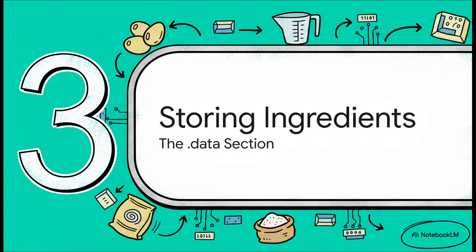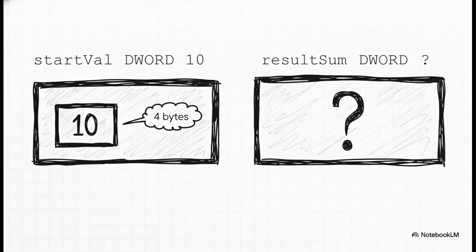So let's zoom in on that ingredients list for a second. The .data section is where we define all of our variables. We're basically telling the assembler, hey, I'm going to need some storage space for these things. And this is exactly how we do it. First up, we have start_val. That DWORD thing just tells the assembler to set aside a standard 4-byte chunk of memory for a number, and we're giving it a starting value of 10 right off the bat.